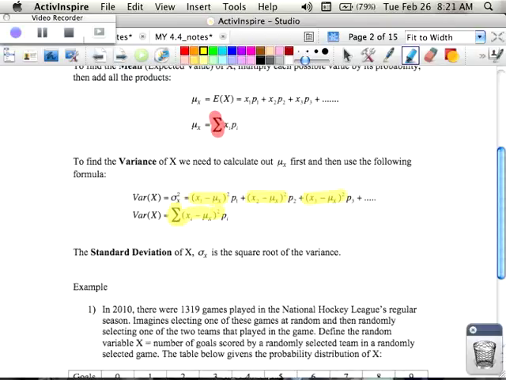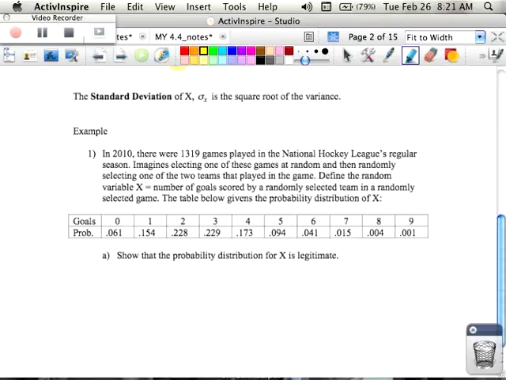Every individual event, subtract the mean. And then the standard deviation, all you have to do is take the square root of the variance and you're done. So two formulas really to remember. First one is the mean: every single event times its probability. And then the variance is every event minus the mean, square that, and multiply by the probability. So let's take a look at an example down below.